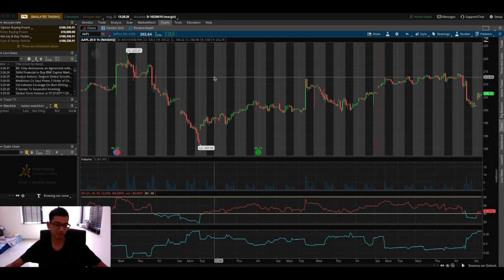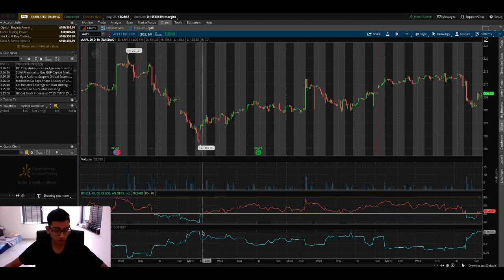Maybe you can try use indicators like the moving average or something. But I think RSI, relative strength index, is a very good one here, and also implied volatility for which type of option strategy you want to use.